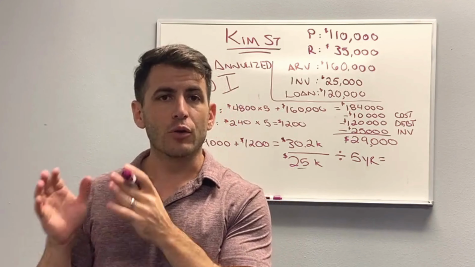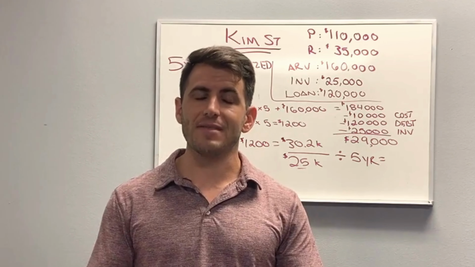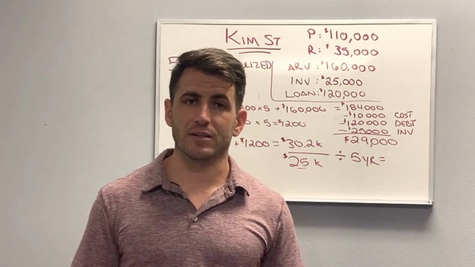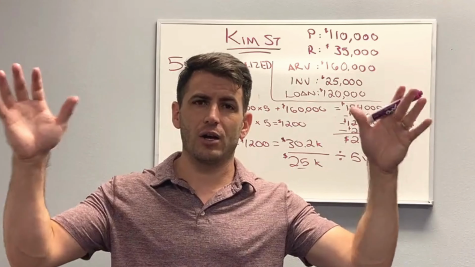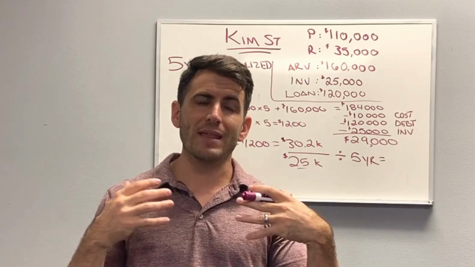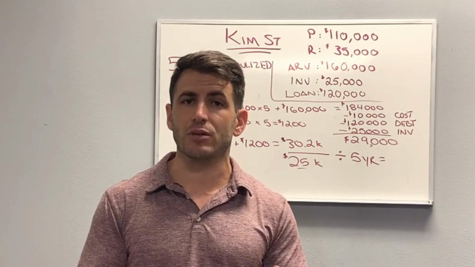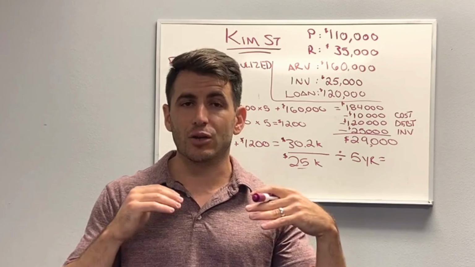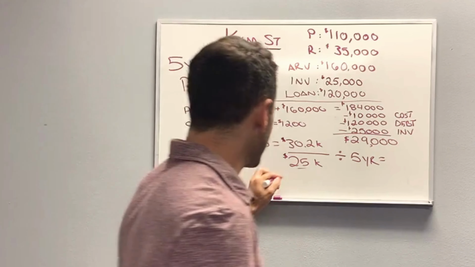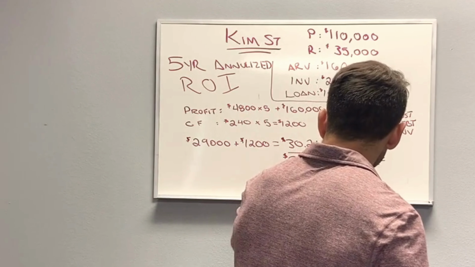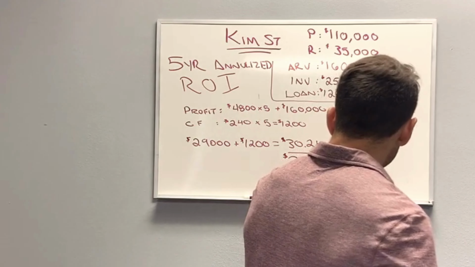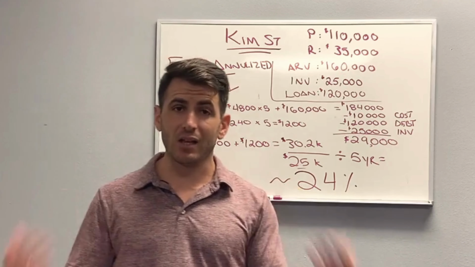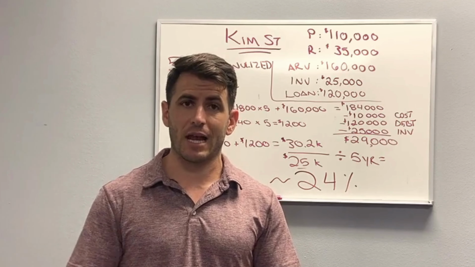To determine my return on investment, I have to divide that by the initial investment. In this case, it's $25,000. If you stop there, you'll have a ROI number. But in order to make that a good comparative number, something you can compare to other numbers, you want to divide that by the 5 years to get your annualized 5-year return. In my case, that's roughly 24%. A 24% return is a hell of a lot better than 1% cash on cash.